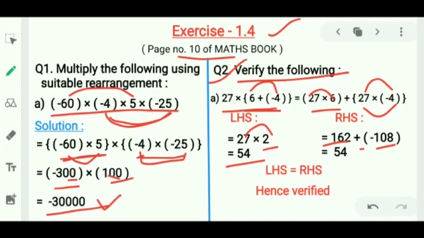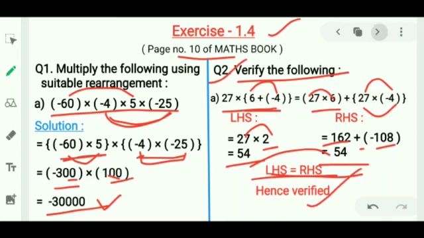Now we have one positive and one negative integer, and between them a plus sign is there, so we have to find the sum of 162 and minus 108. Different signs, so subtraction, and 162 is larger than 108 and it has a positive sign, so the answer will be 54. So we can say LHS is equal to RHS, because on both sides the answer is 54. So we verified it. The answer is LHS is equal to RHS, hence verified.